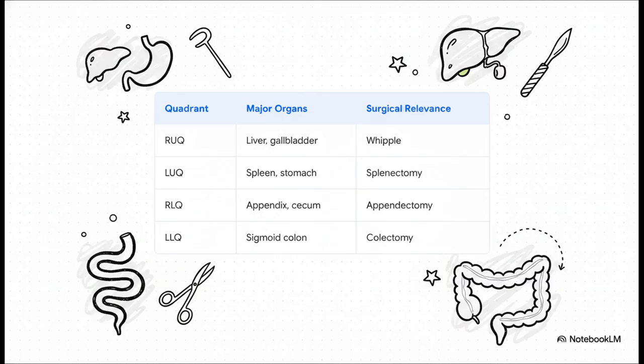Up in the right upper quadrant, we've got the liver and gallbladder. So think cholecystectomy or a Whipple procedure. Hop over to the left upper quadrant, that's the spleen and stomach, your territory for splenectomies and gastric surgeries. Down in the right lower quadrant, hello, appendix and cecum. That means appendectomies and the famous McBurney's point, which, quick reminder, is 1/3 the distance from the ASIS to the umbilicus. And finally, the left lower quadrant is home to the sigmoid colon, your main site for a sigmoid colectomy. Seriously, burn this map right into your memory.